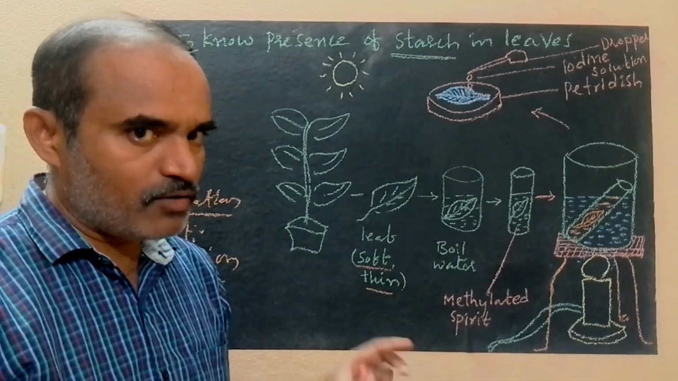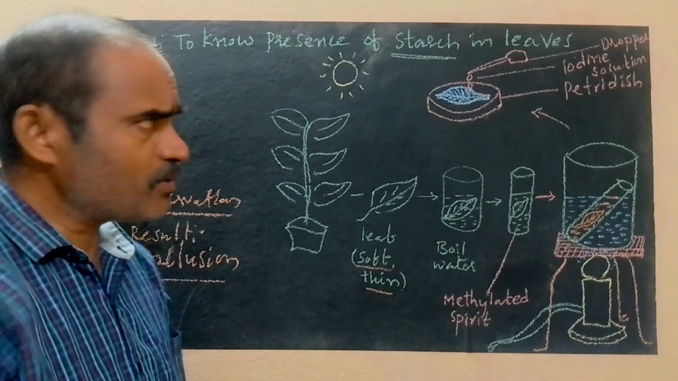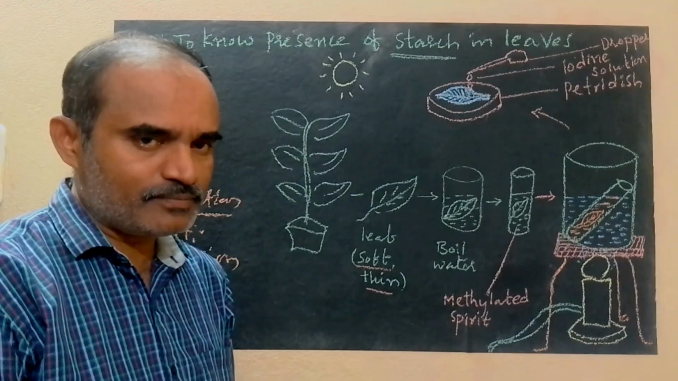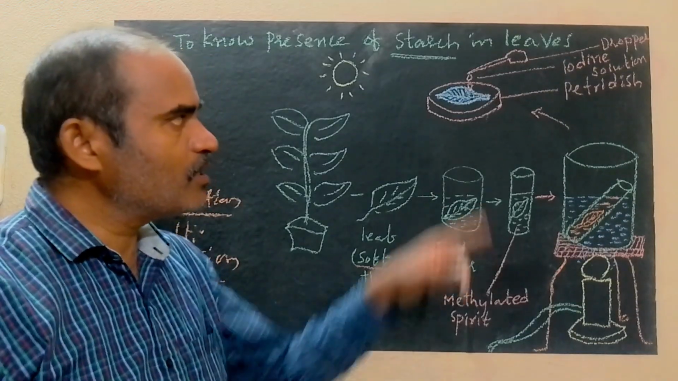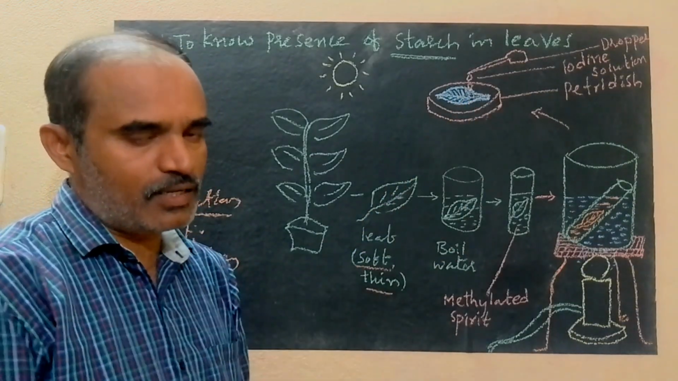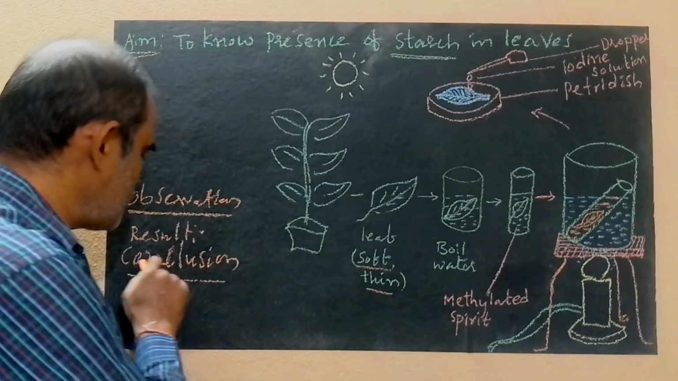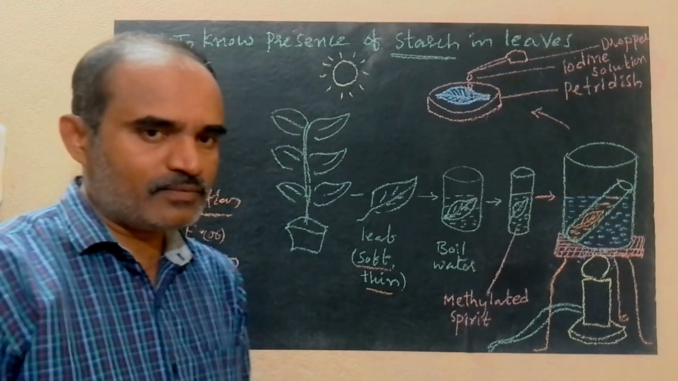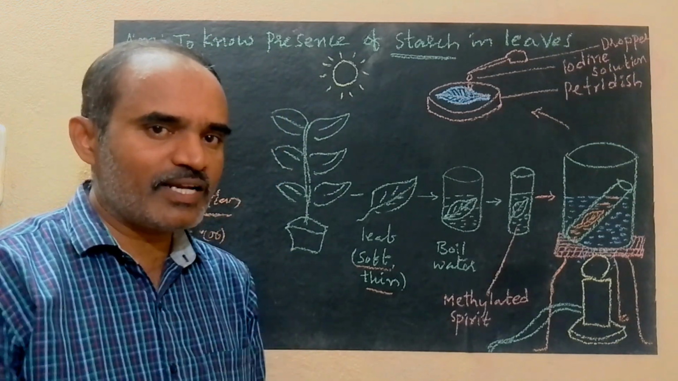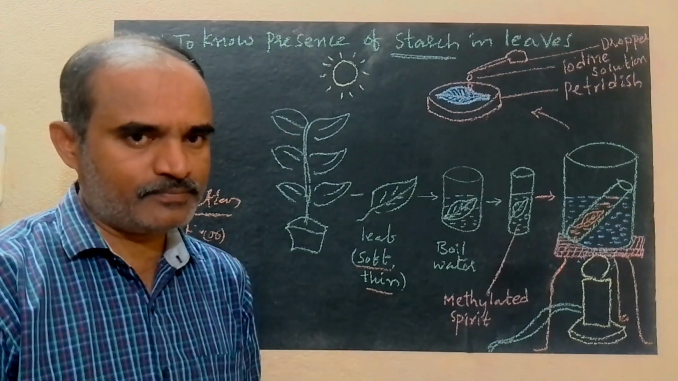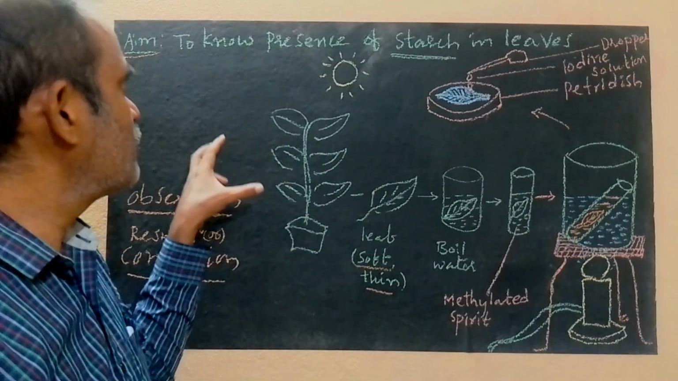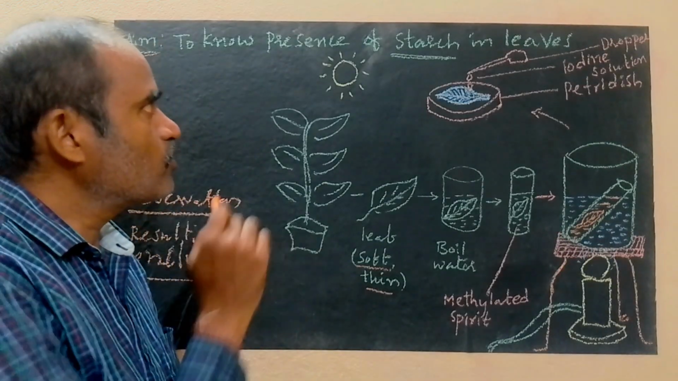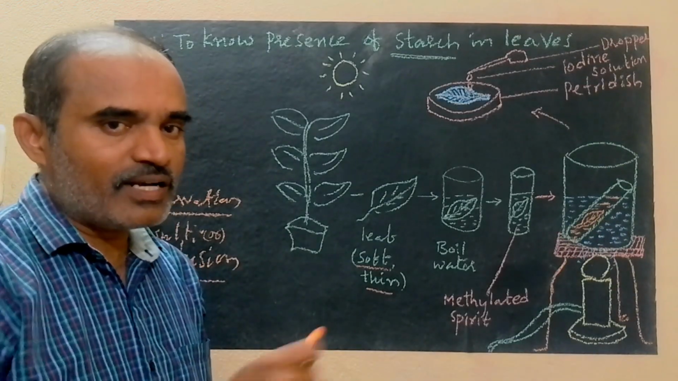The required materials we have just discussed, and the observation: after boiling, the color of the leaf will be pale white. After adding iodine solution, the color of the leaf turns blue-black. And the conclusion or result is that the development of blue-black color over the surface of the leaf indicates the presence of starch in the leaves. So this is our today's topic, to know the presence of starch in leaves.